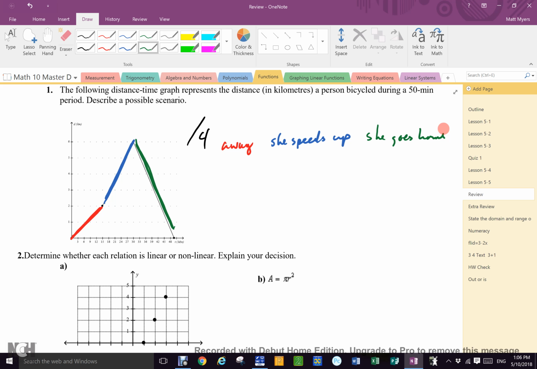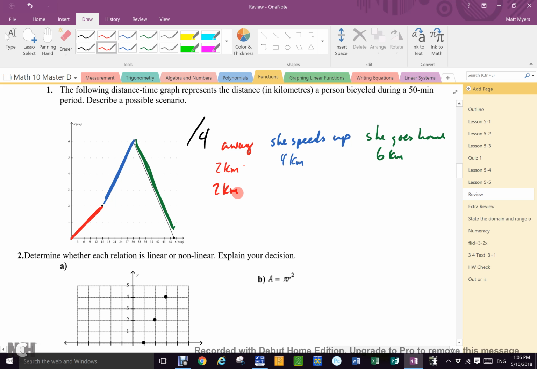That gets you 1 mark. If you want 2 marks, your red line would be 2 kilometers. 2 kilometers would get you 2. Your blue line would be she went 4 kilometers. And your green line would be she went 6 kilometers. If you have both of them, you get 2. How could you get a 3rd mark?